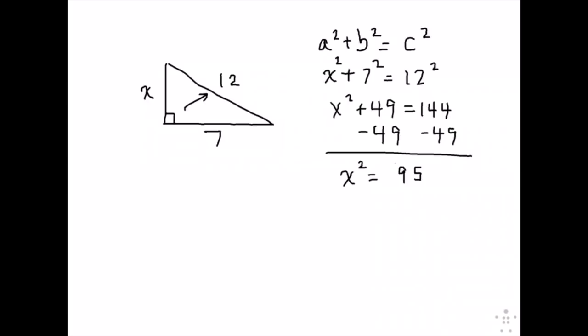Okay, so in this case, x would be the square root of 95, like that. And then we would make sure there's no perfect square inside of 95, which there's not. If there was, we would simplify it. Otherwise, we would leave our answer just like that.